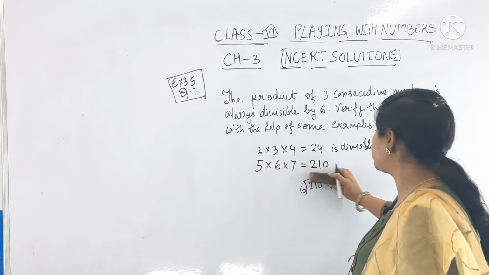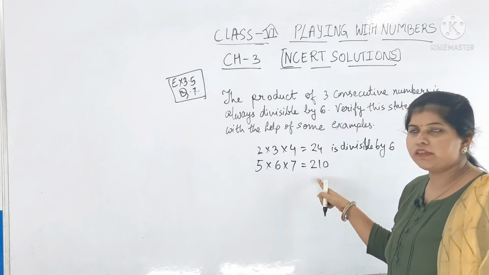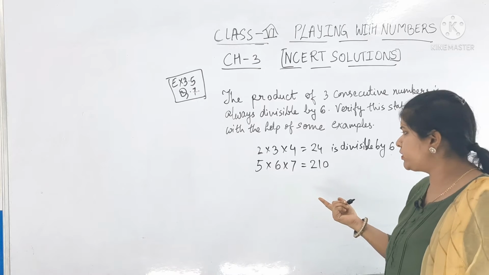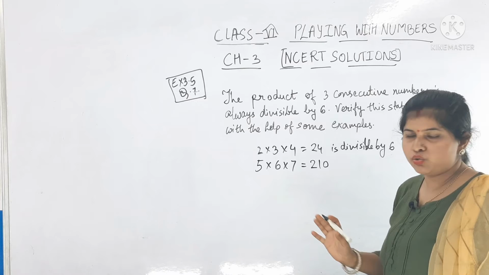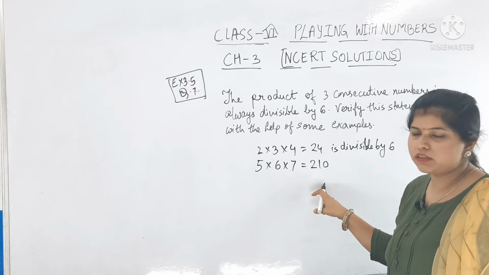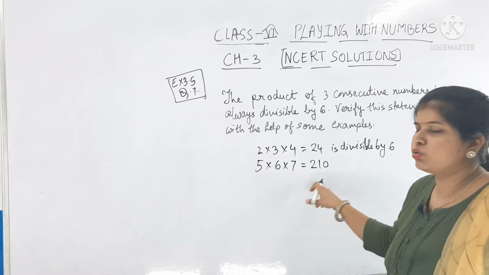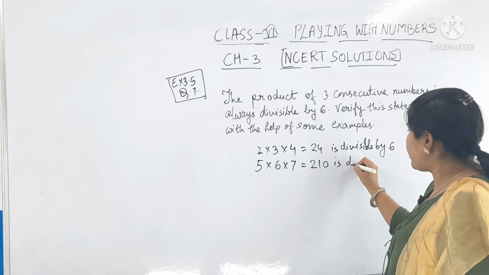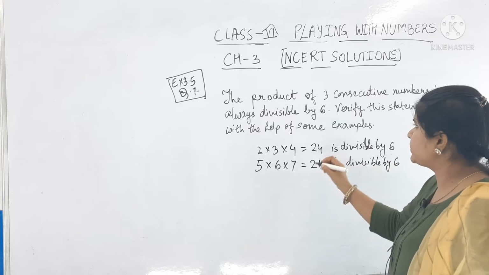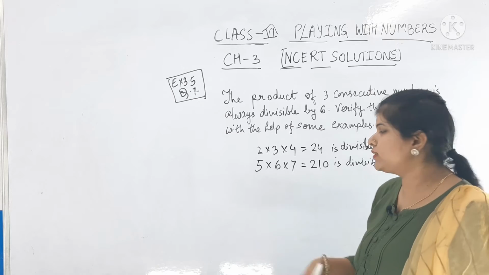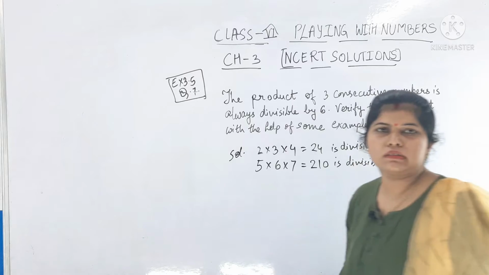For 6 I can check by another method also: if it is divisible by 2 and 3, then it will be divisible by 6. The last digit is 0, so it is divisible by 2, and for 3 I will sum the digits, that is 2 plus 1, that is 3, so it is divisible by 3 also. So it is definitely divisible by 6. So these are the two examples. You can take all other examples also by your choice. So that is the solution for question number 7.